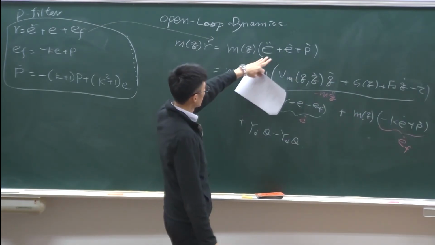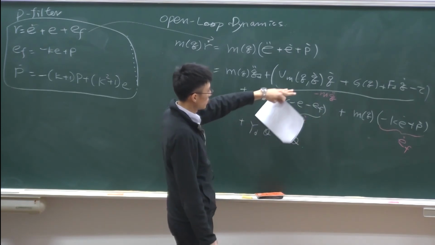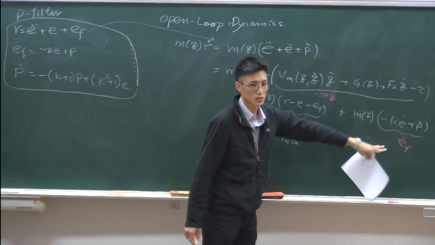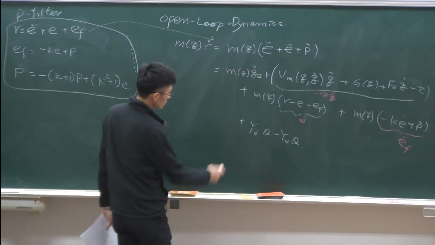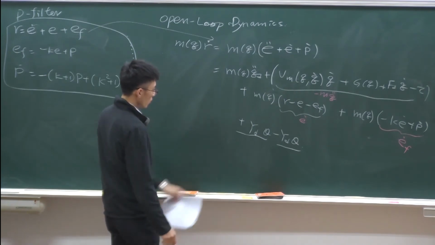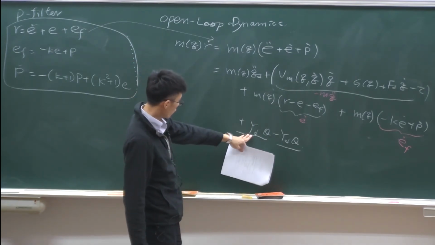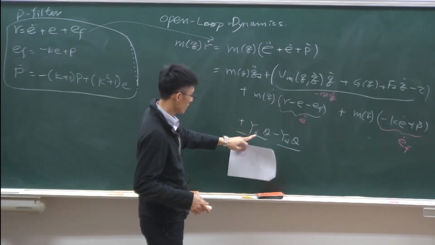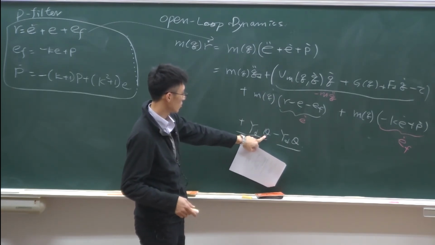So we substitute the open loop dynamics and the P filters, and add and subtract the same terms. What is the regression matrix along the desired trajectory, the XD? Theta is the unknown parameters.